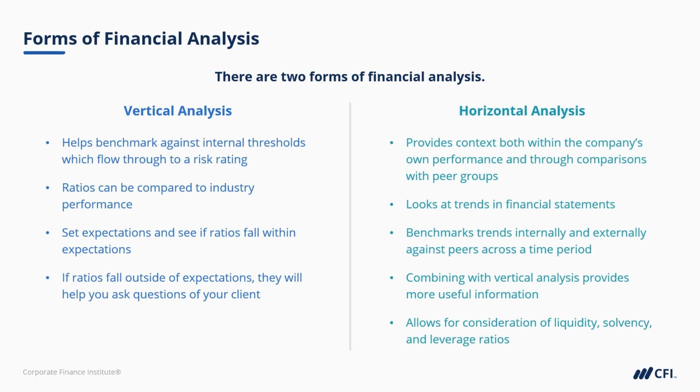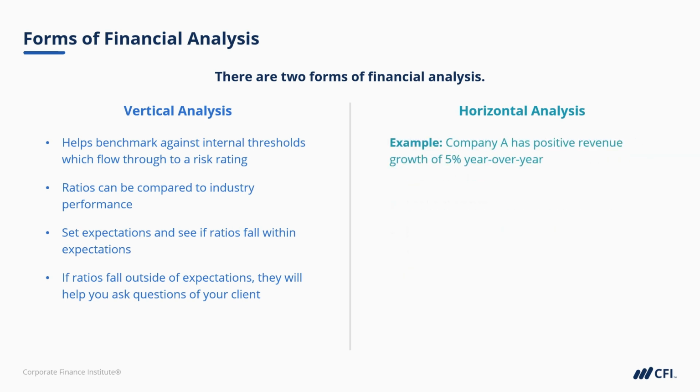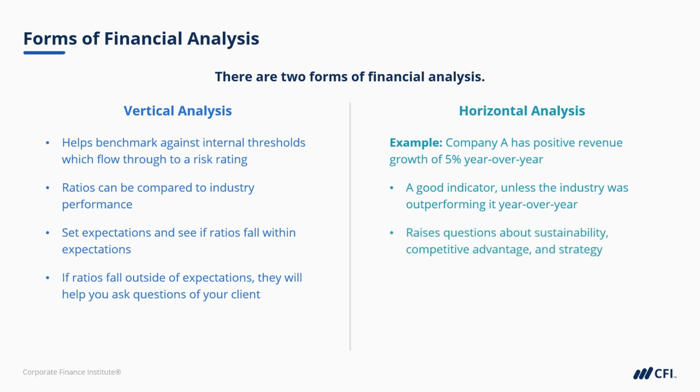Consider this. Let's say that the company has had positive revenue growth of 5% year on year. That would be an indication that the company is doing well. But what if industry revenue growth was trending at 15% year on year? This would have you asking different questions of the company's management to determine why they aren't keeping pace and whether there may be a future threat to sustainability that needs to be considered.